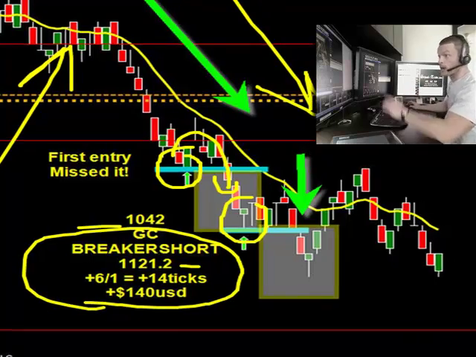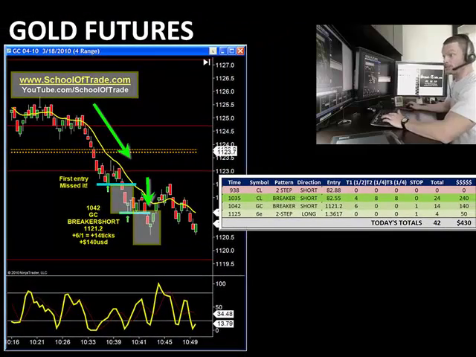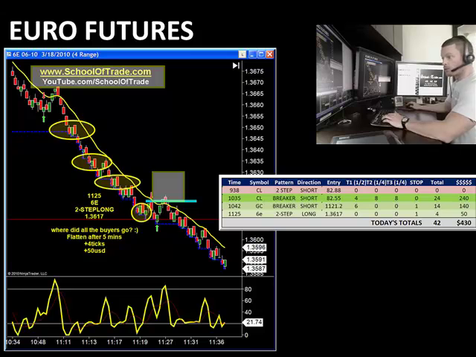Congratulations, obviously, to all the members who grabbed the first move down. You guys got about 32 ticks out of that move, right? Good job at that one. Good job. And the last trade of the morning, you guys, on the euro.